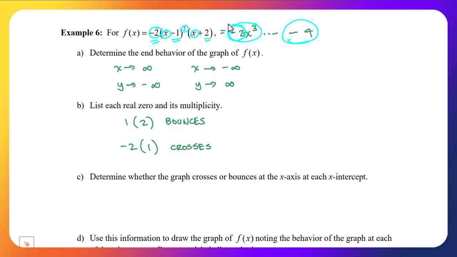Since the leading coefficient is negative, the right hand goes down. Since it's odd, the left hand goes opposite or up. 1 appears twice, so it bounces there. Negative 2 appears once, and so it's going to cross.